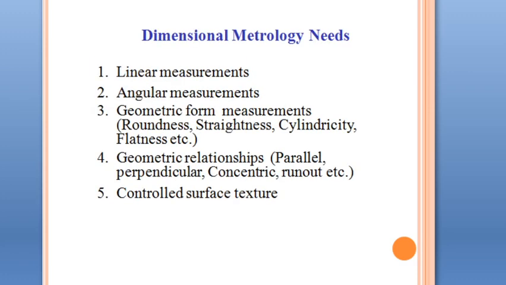Dimensional metrology needs linear and angular measurements, and geometric form measurements like roundness, straightness, cylindricity, flatness, etc. These are form measurements. Geometric relationship means parallel, perpendicular, concentric, runout, etc. Controlled surface structure is also needed in dimensional metrology.